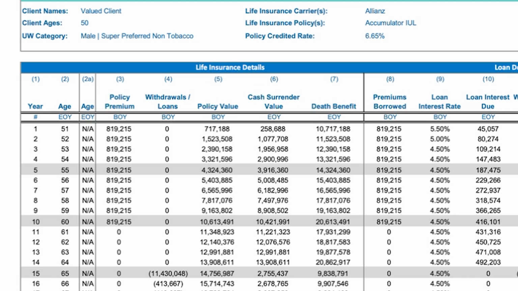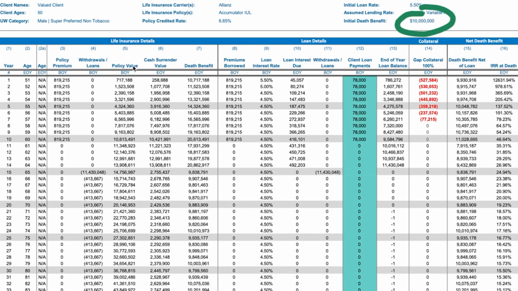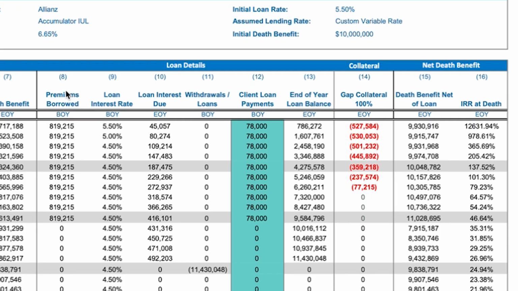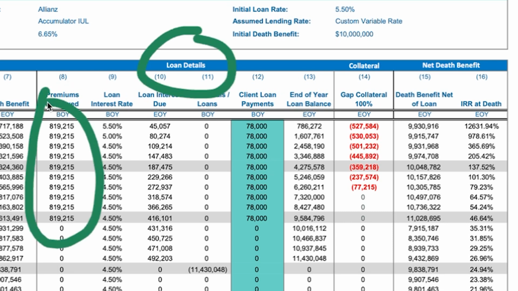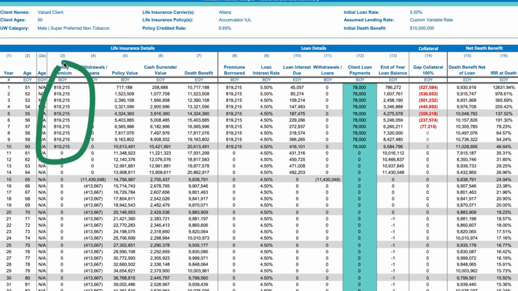You'll see that we're starting with the $10 million death benefit, and we're adding the policy value to that in column 7, which is why it's an increasing number. The death benefit keeps getting larger and larger. Columns 8, 9, 10, 11, 12, and 13 are bank lending information. This is where we introduce the financing, the leverage, to the design. So instead of you paying $819,000 a year, we're going to have a bank finance the $819,000 a year. And the banks that we use provide financing with no personal guarantee, limited guarantee, non-recourse lending.